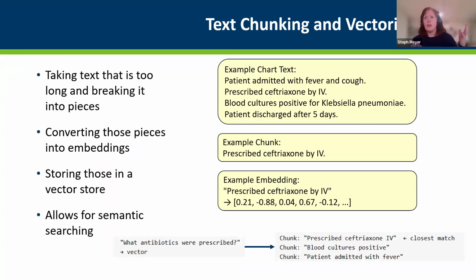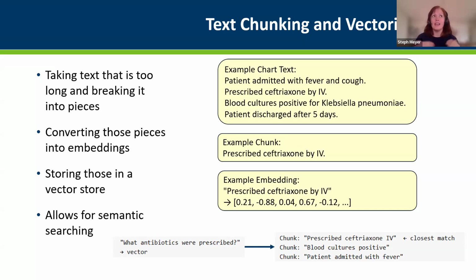Medical charts and these PDFs are too long for an AI to read all at once. So the system is going to split them into smaller pieces of text called chunks. In this example, I made up an example chart text where a patient is admitted with fever and cough. They're prescribed ceftriaxone by IV. Blood cultures are positive for Klebsiella pneumoniae, and the patient is discharged after 5 days. Let's assume that's a condensed version of a chart.